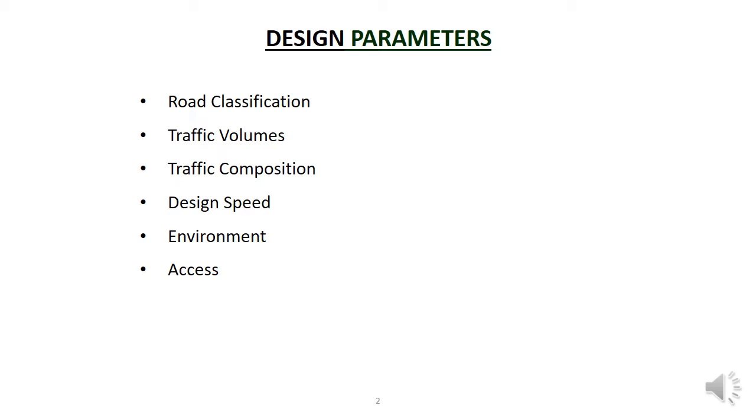Traffic composition is what types of vehicles use the road. For example, a road serving a residential area may have mainly cars using it, while a road serving a port or industrial area may have a large proportion of trucks. Trucks exert more load on the road, and so the pavement supporting that road needs to be stronger.